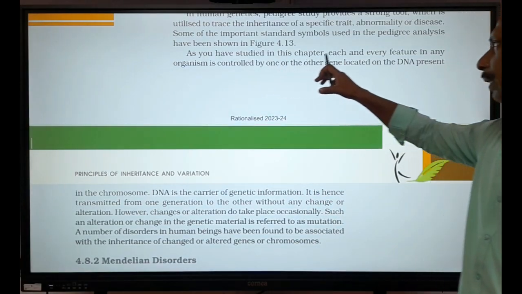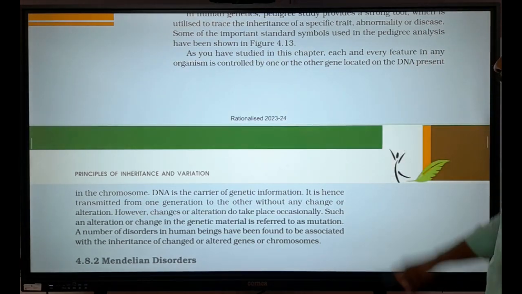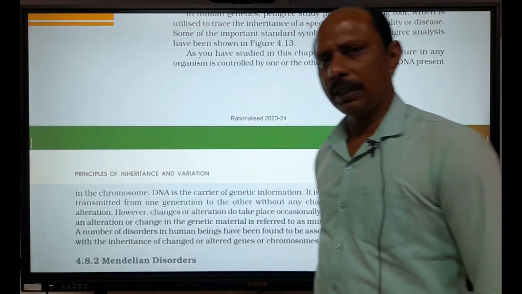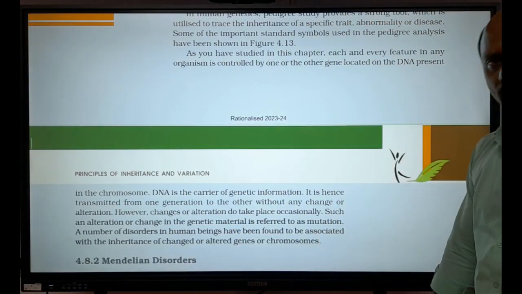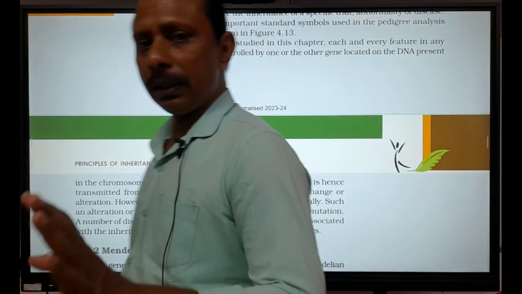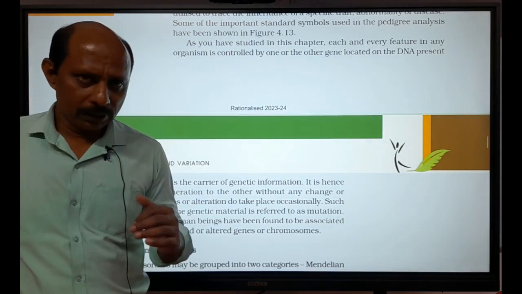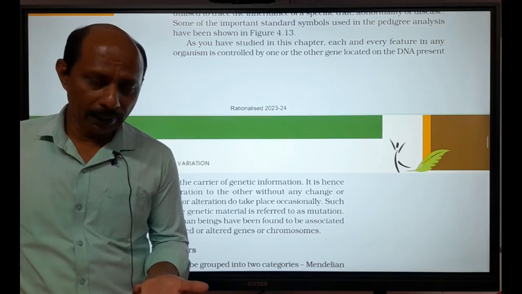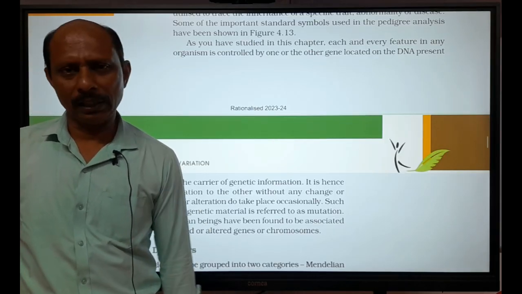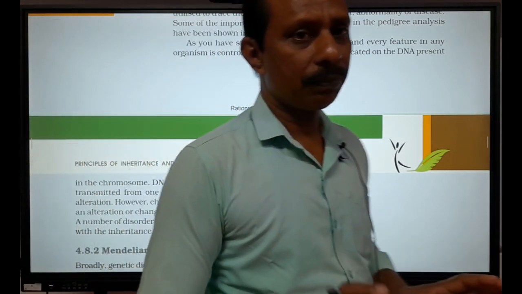As you have studied in this chapter, each and every feature in any organism is controlled by one or the other gene located on the DNA present in the chromosome. We know in chromosome DNA is present, in DNA genes are present, right? And these genes control specific traits. A specific trait is a phenotype. It depends upon the type of genes, enzymes, and enzymes are proteins. Simply, we understand that genes control the specific traits, right?